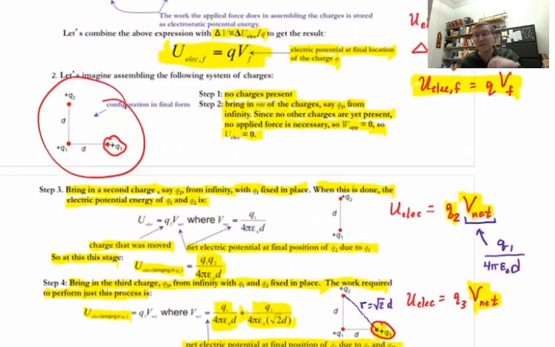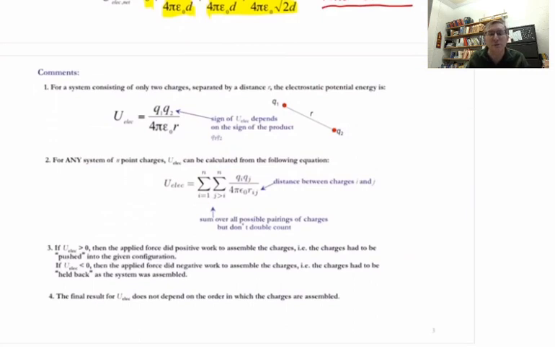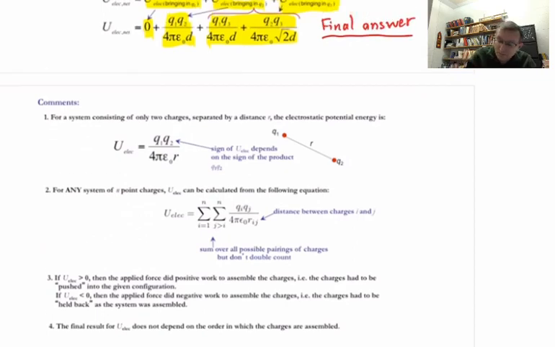Okay? Now, you can have all kinds of configurations with all kinds of charges. So you have to understand the process. You just use this process to get the total stored energy. Now, I do have some comments that might make it a little bit easier to appreciate this result. First comment. Let me make sure it's a little bit lower so some of that's visible. First comment.